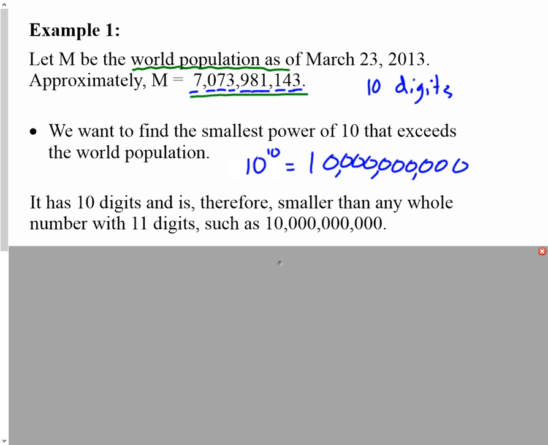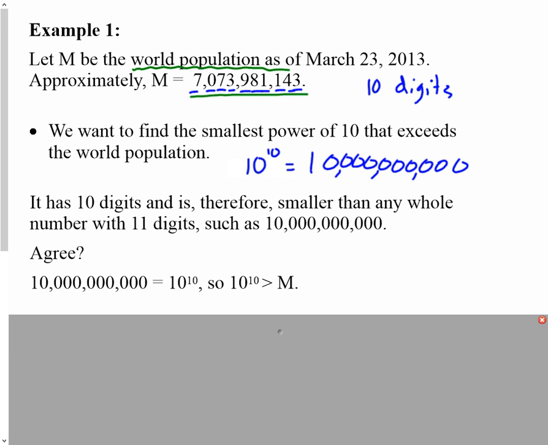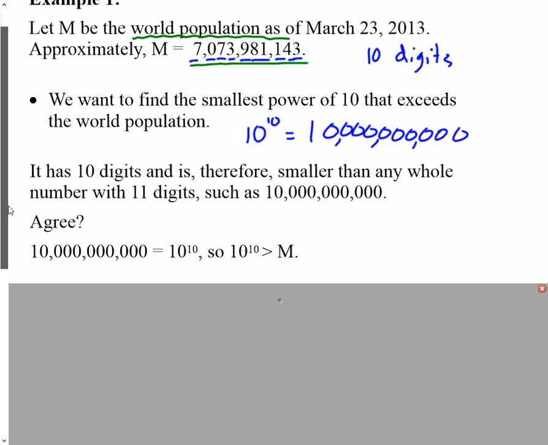Whereas if you had 99 billion, or 9,999,999,999, that would be the largest 10-digit number. But we're looking at powers of 10. So do you agree with that so far? I hope so. So what we can say from that is that 10 billion is 10 to the 10th power, and that is greater than m, which is our population. So that's the smallest power of 10 that's greater than m.